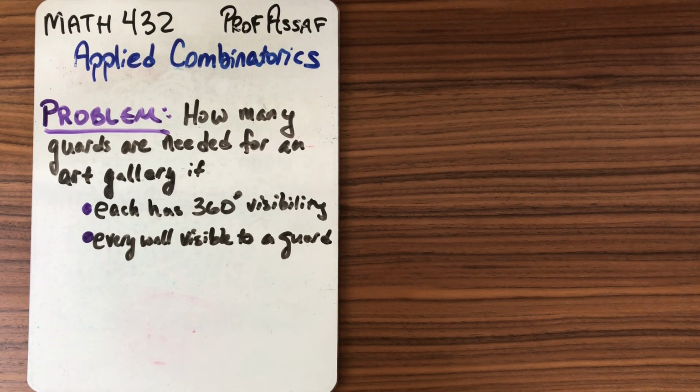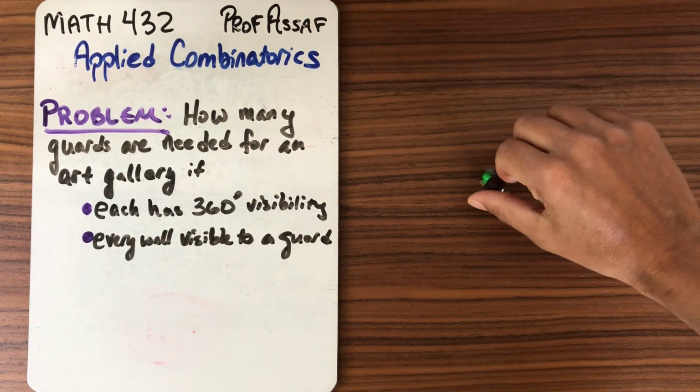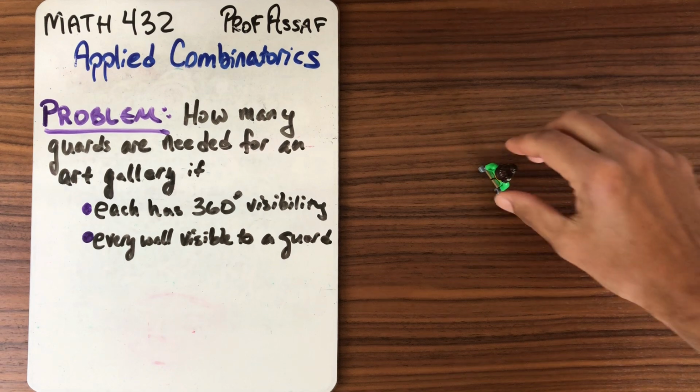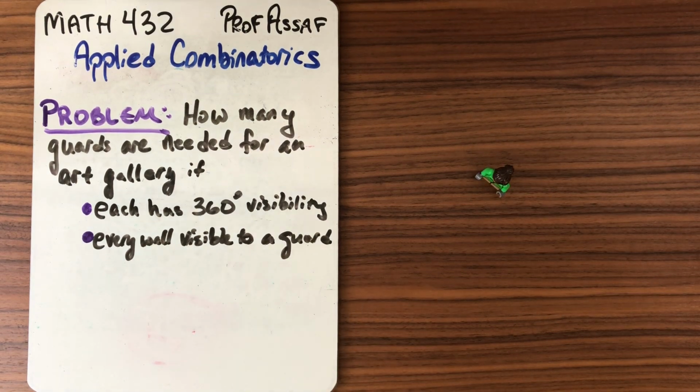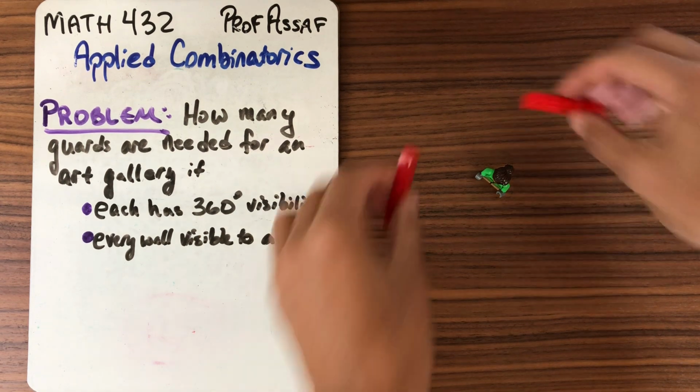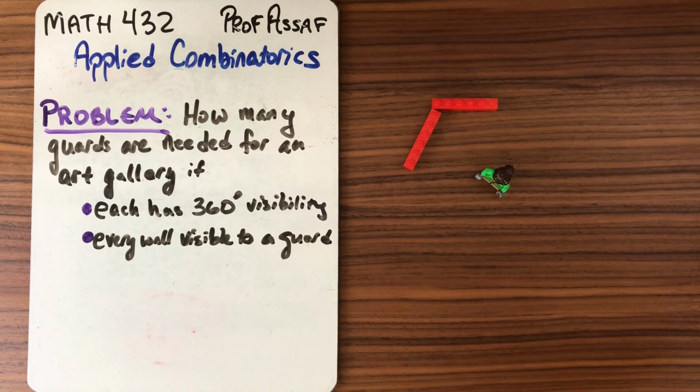How many guards are needed for an art gallery if each guard, suppose here's a guard, has a 360-degree view, so suppose each guard can swivel around in a spot but can't move, and you want every wall of the museum to be visible to a guard. So we can think about building a museum.